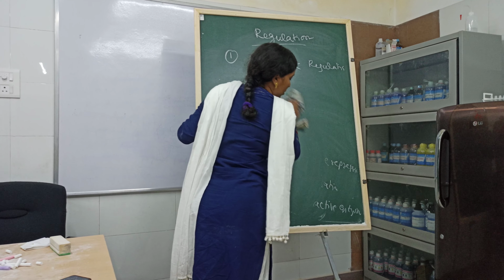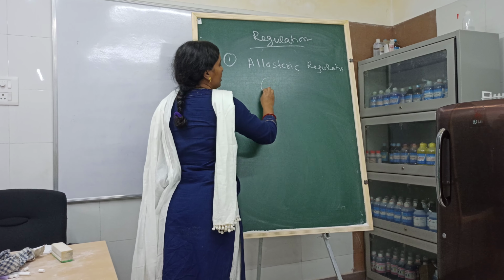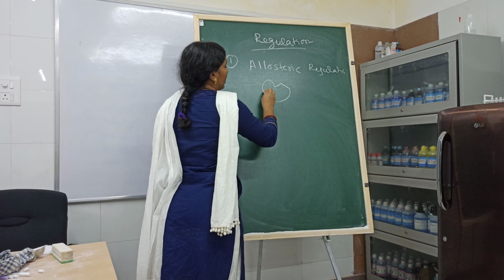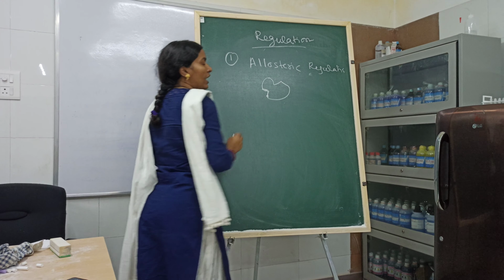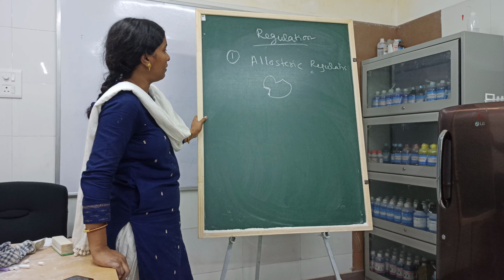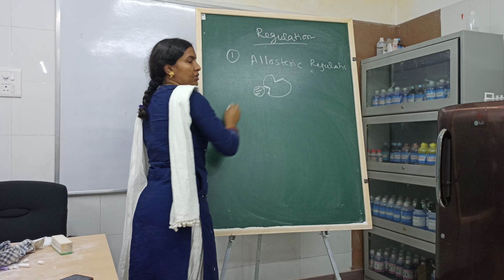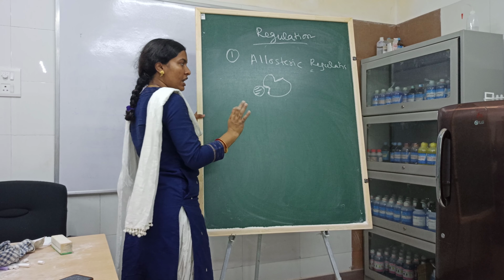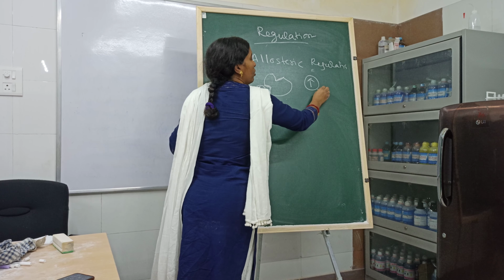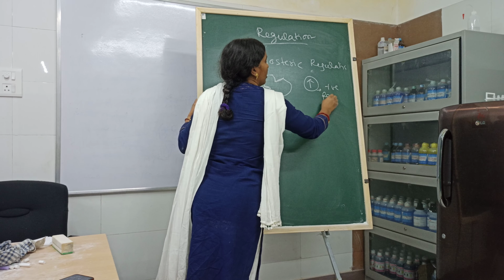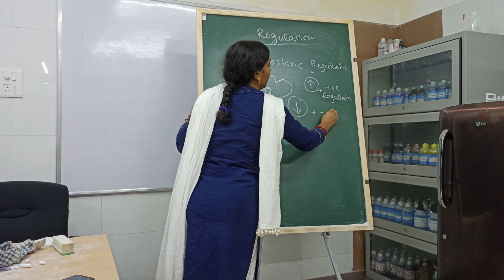So first is allosteric regulation. Here the modifier or regulator binds at a site other than the active site. These are not inhibitors, they are regulators. I have already told you, they can increase the rate or decrease the rate. They are not structural analogs of the substrate. If they increase the rate of the reaction, we call it a positive regulator, and if they decrease the rate of the reaction, we call it a negative regulator.